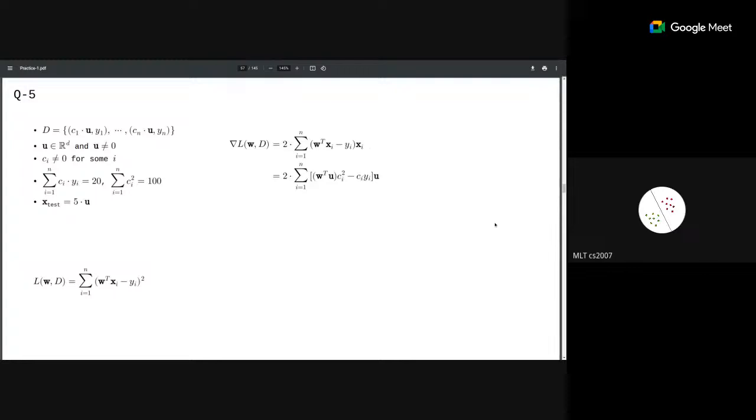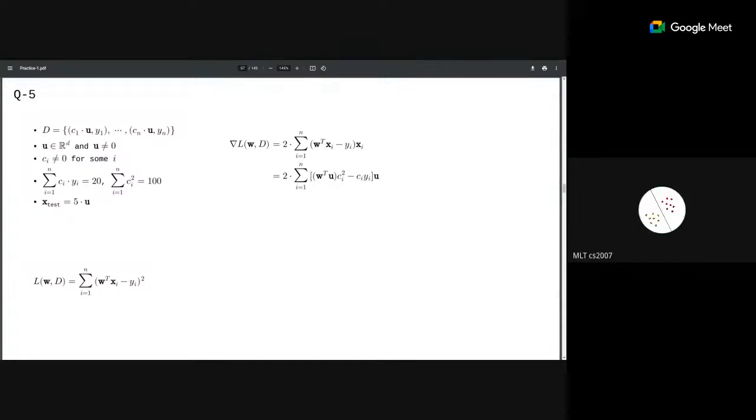So is everyone okay with this step? Sorry, please explain this once again. So is the gradient clear? Yes, sir. Now you're plugging in Xi as Ci times U, right? Now this becomes W transpose Ci U.